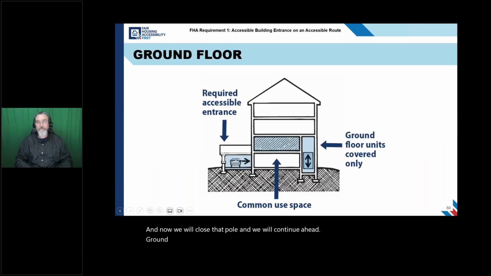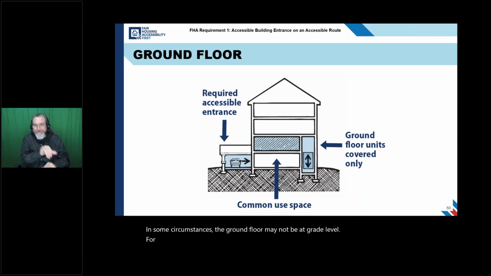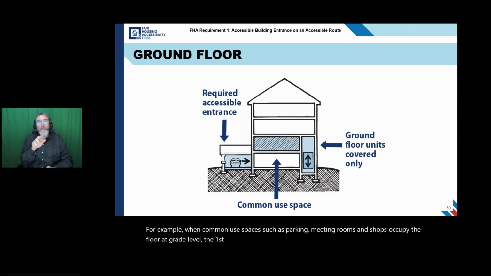Ground floor. In some circumstances, the ground floor may not be at grade level. For example, when common use spaces such as parking, meeting rooms, and shops occupy the floor at grade level, the first floor containing dwelling units above or below that level will be the designated ground floor for the purposes of the guidelines.